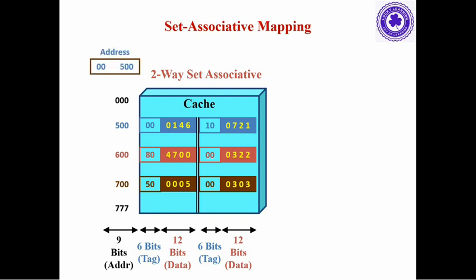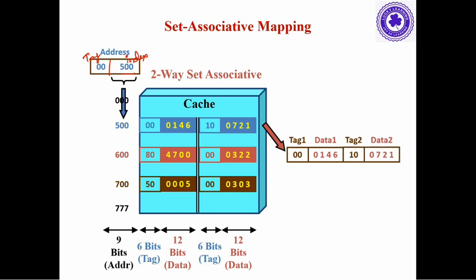What will the CPU do? It sends a CPU memory address, and that memory address is stored into the argument register. The memory address now has two parts, index as well as tag. Now the index is 500. It will go to the 500th location in the cache, and read out the tag 1, 00, and its data, and also tag 2 and its data. Now two words of memory are read from the cache.